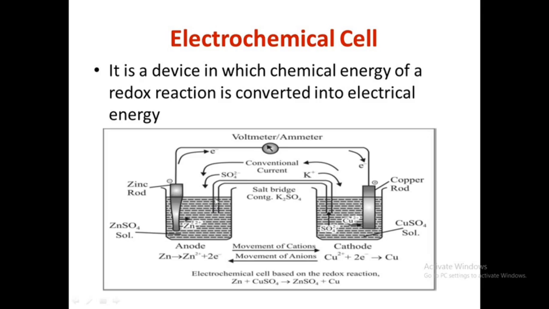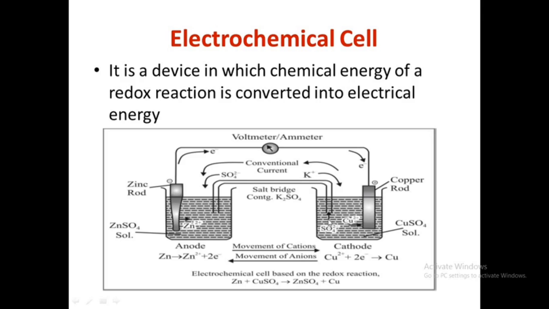Therefore this inverted tube is used to connect the two half cells internally, and this tube is known as salt bridge. Okay, and the function of the salt bridge is, first, it completes the overall circuit, and then it maintains the electrical neutrality within the half cells.